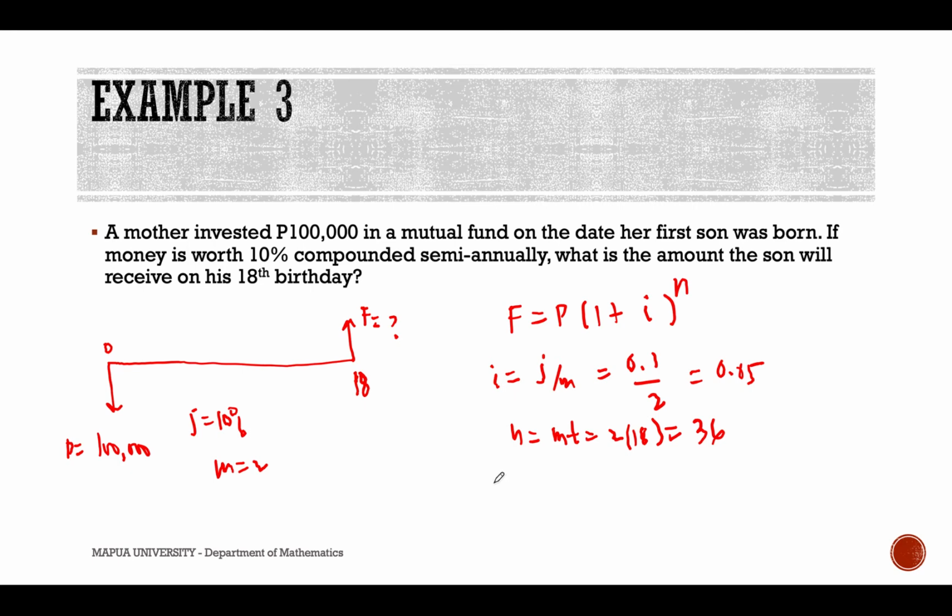So we have F is equal to 100,000 (1 + 0.05) raised to 36. So this is 579,182.